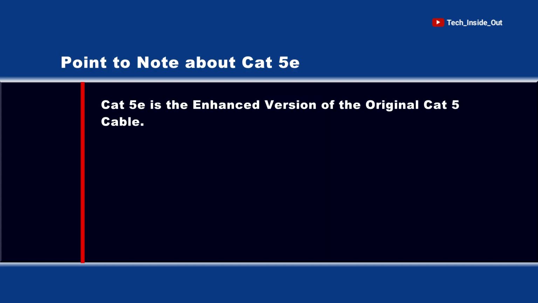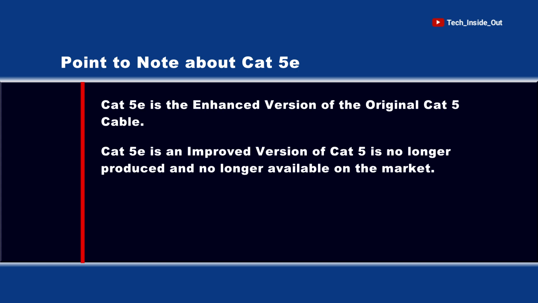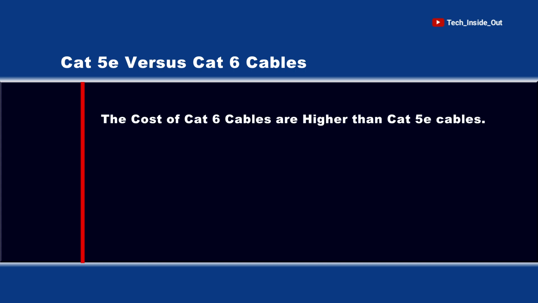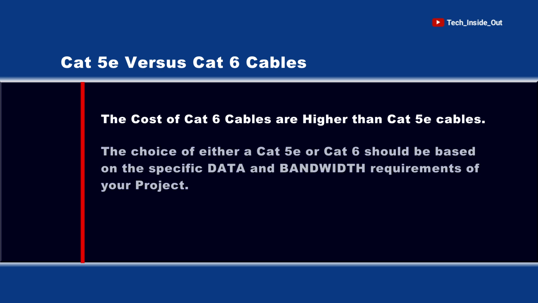Please note that Cat5e is the enhanced version of the original Cat5 cable, which means that Cat5e is an improved version of Cat5, and so Cat5 cables are no longer produced and also no longer available on the market. To sum it up, the cost of Cat6 cables is higher than Cat5e cables, and so the choice of either Cat5e or Cat6 cables should be based on the specific data and bandwidth requirements of your project.